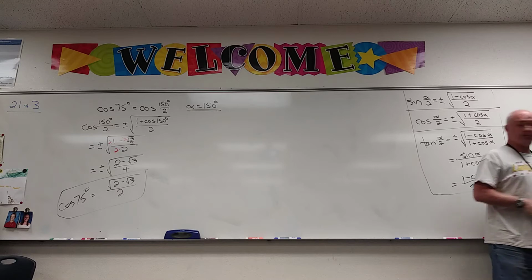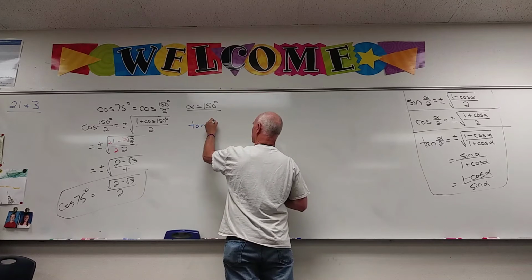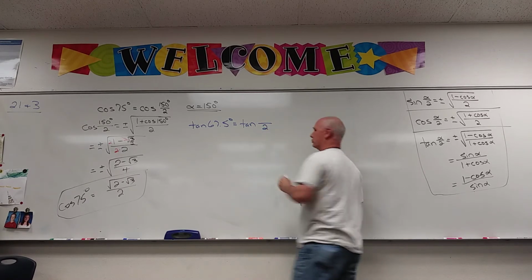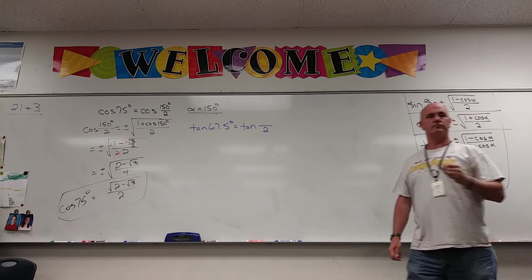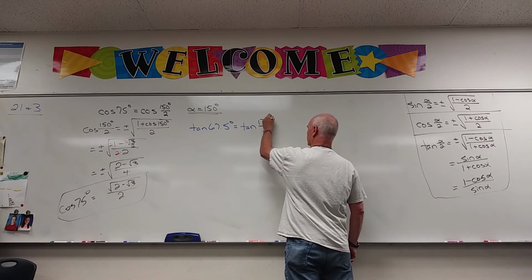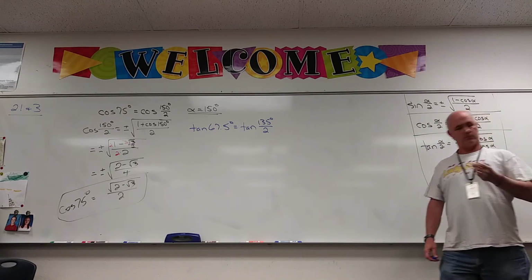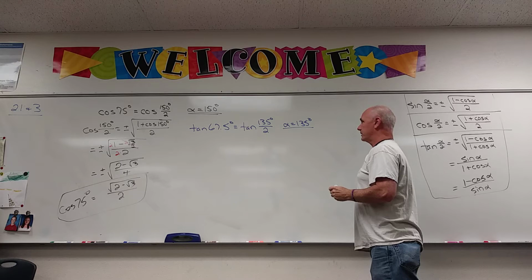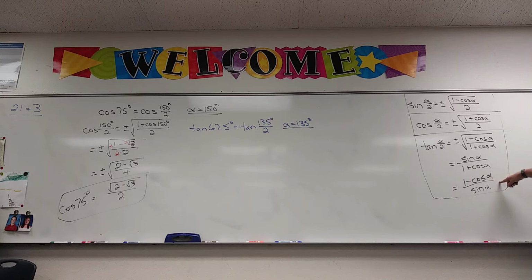7, tangent of 67.5 degrees. We're going to write that as tangent of something over 2. Is that okay? What is alpha? Alpha is 135. Keep that in mind. All right, we have options. Option 1, option 2, option 3. Which one would you like?